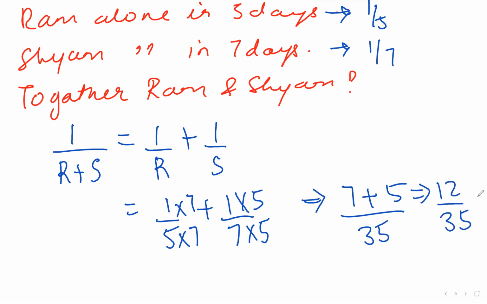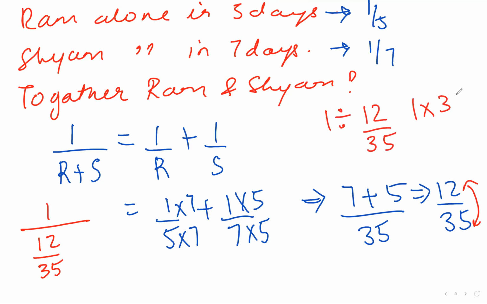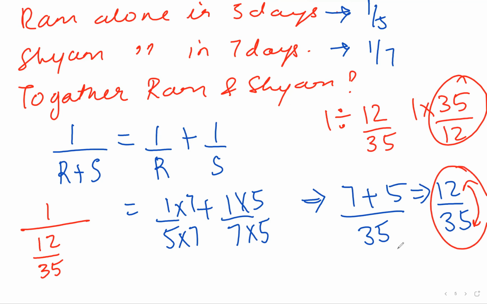Right? But then this is what? This is in one day Ram and Shyam can complete how much work? They are asking together Ram and Shyam can complete work in how many days? So we will straight away take inverse of this, because this is in one day. Basically 1 divided by 12 over 35. Rule of multiplication inverse, so it will be 35 over 12. Don't do all this procedure, straight away take inverse of this: 35 over 12.